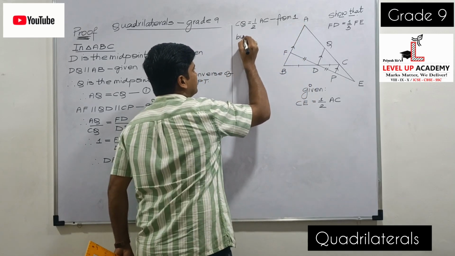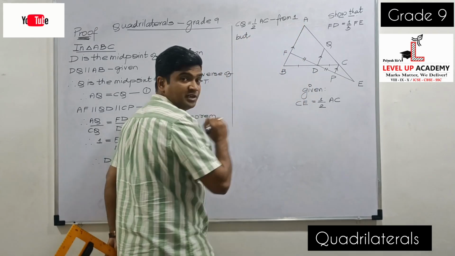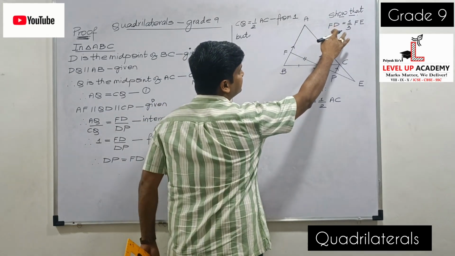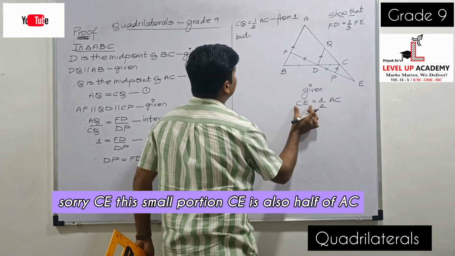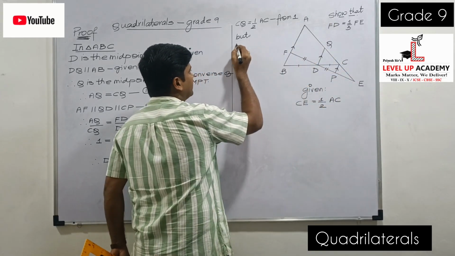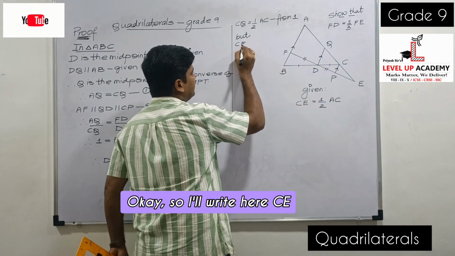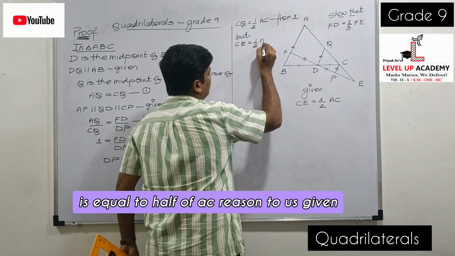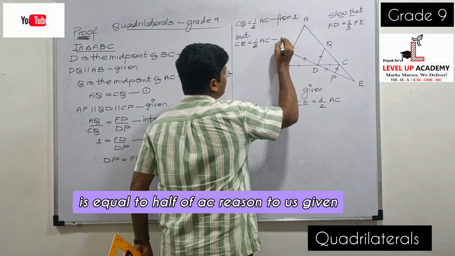Children, if you look at what is given to us, CE, this small portion CE, is also half of AC. So I'll write here CE is equal to half of AC. Reason: given.